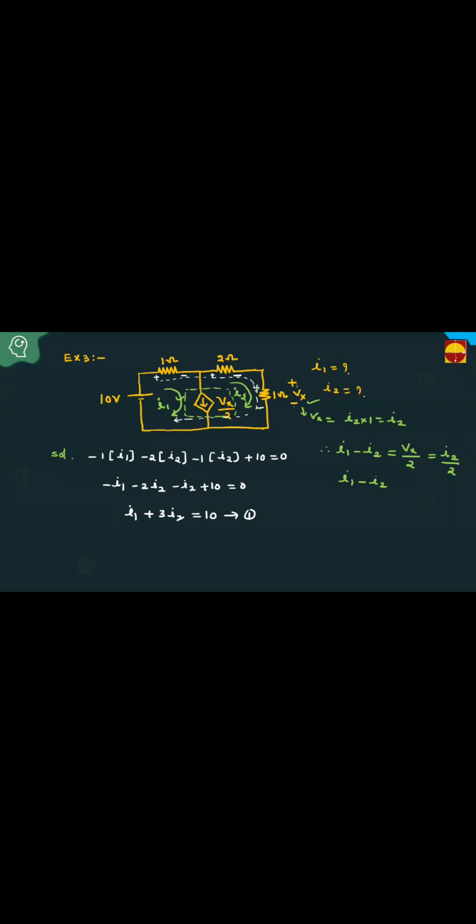Now simplify. I1 minus I2 equal to I2 by 2. From this, what is I1 equal to? I1 equal to I2 by 2 plus I2, that is 3I2 by 2. Substitute I1 equal to 3I2 by 2 here: 3I2 by 2 plus 3I2 equal to 10. Then 6, 9I2, so 9I2 by 2 equal to 10. From this, what is I2? I2 equal to 20 by 9.